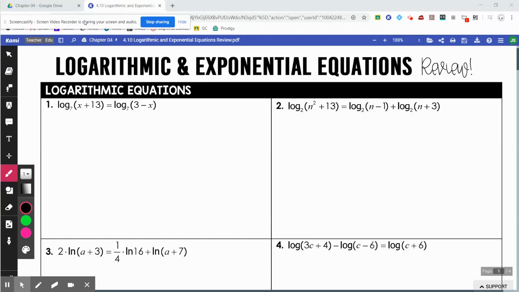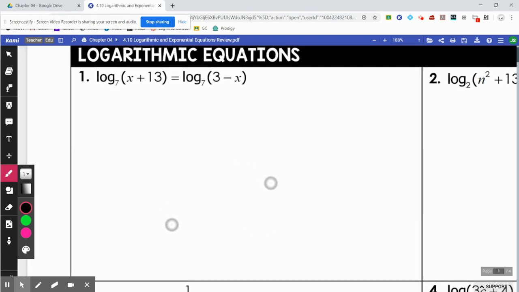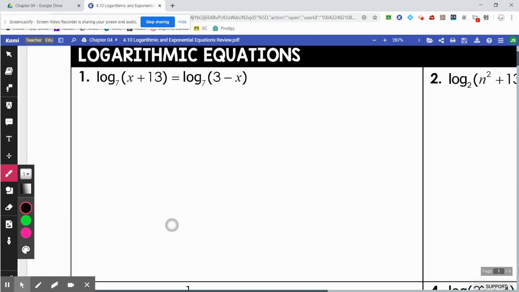Okay, in this lesson, we're simply throwing together our last few lessons, and we're going to review them. Logarithmic and exponential equations. We're going to solve a few of them again, just to remind you on how to do these. First up, 1 to 1.